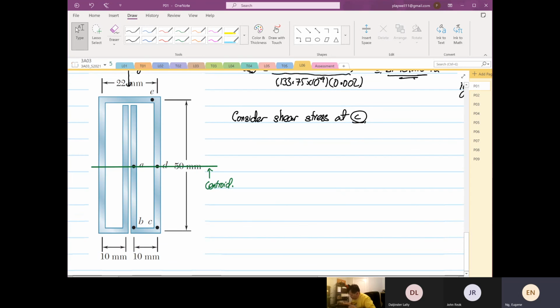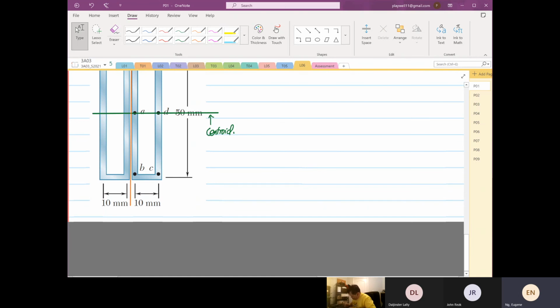And I'm going to draw, we have seen this before, I'm still going to draw the shear force axis, directly off the centre. So this is our shear force.